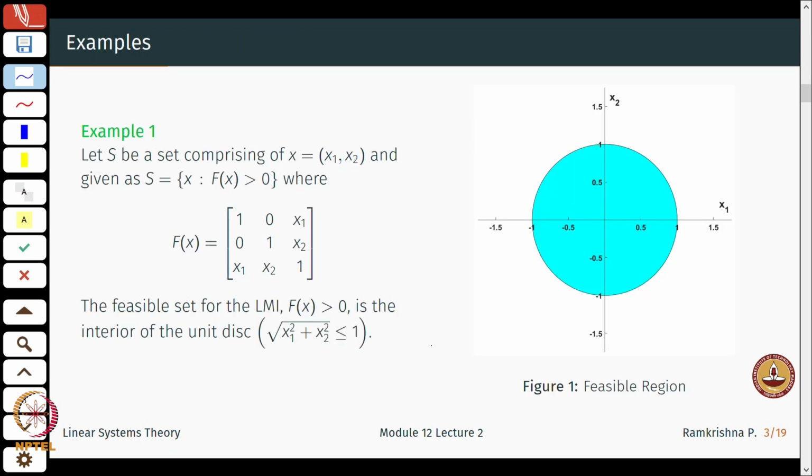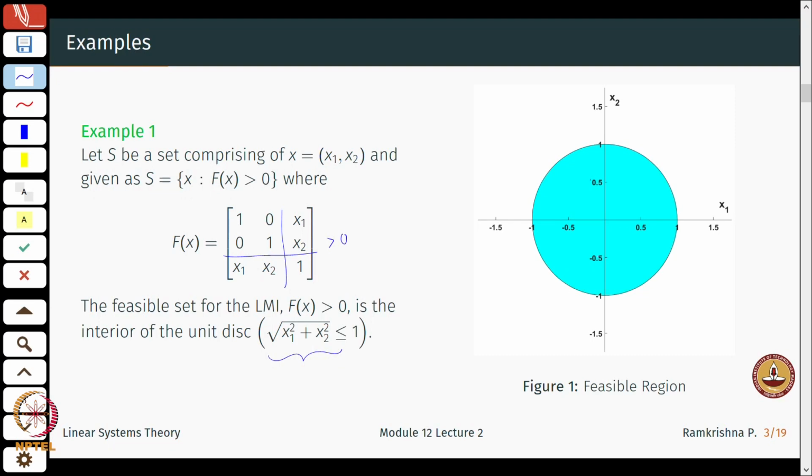Okay. So, again start with the example that we did in lecture 1 using the Schur complement of this block. I am about to solve this LMI where I want to find the region for which f(x) is greater than 0. Based on the two different methods that we learnt in lecture 1, we see that the feasible region is just the interior of this unit disk and will look something like this. This is straightforward to check.